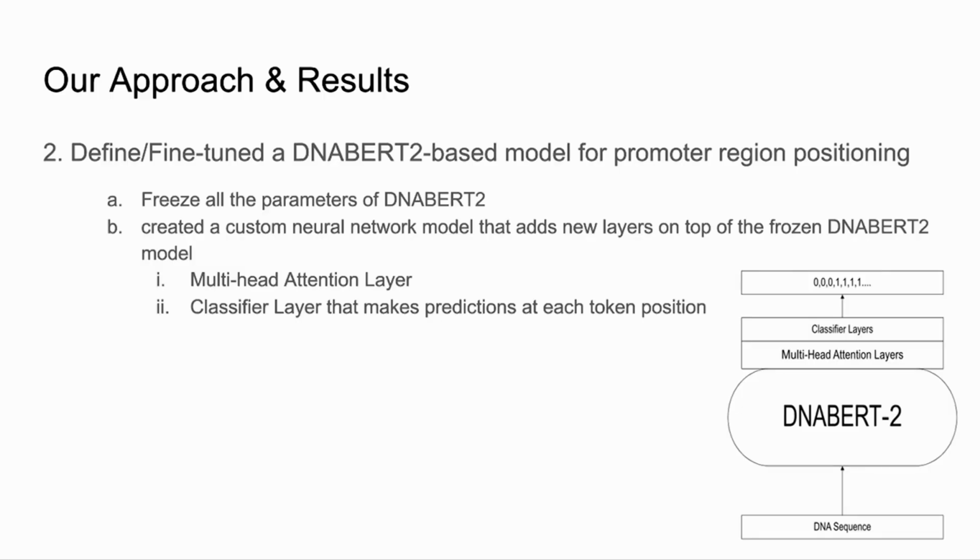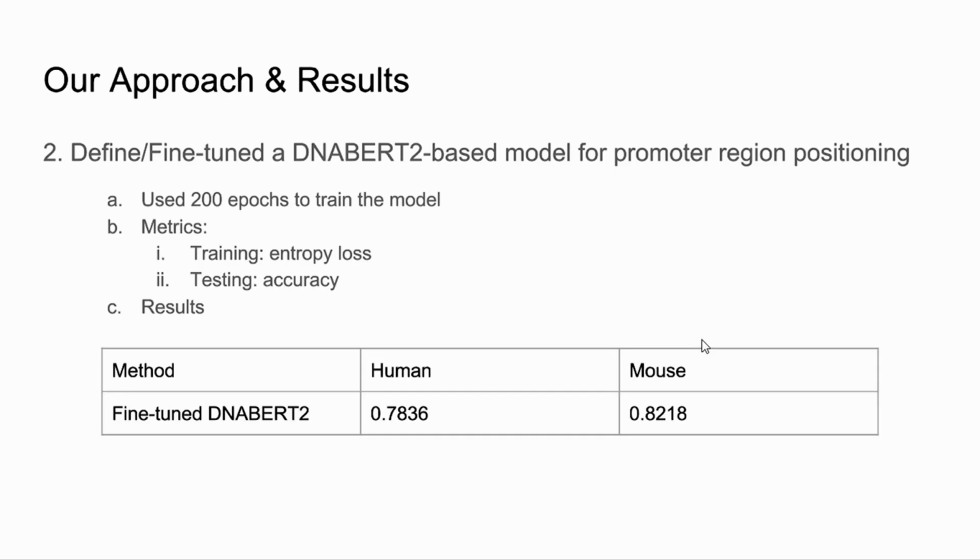We define and fine-tune a DNABERT-based model for token-wise promoter region positioning. First, we freeze all parameters of DNABERT-2. Then we created a custom neural network model that adds new layers on top of the frozen DNABERT-2 model, including a multi-head attention layer and a classification layer that makes predictions at each token position. For training, we use 200 epochs and cross-entropy loss. For testing, we use accuracy. Here are the results. The fine-tuned DNABERT-2 can reach an accuracy of 0.7836 on the human testing set and 0.8218 on the mouse testing set.